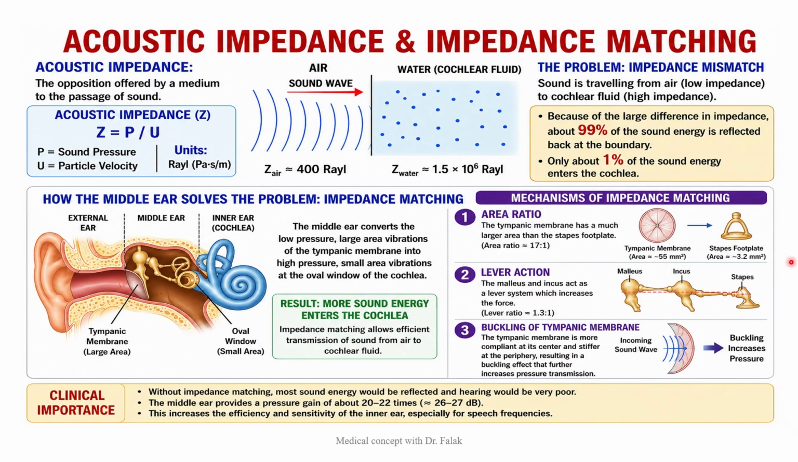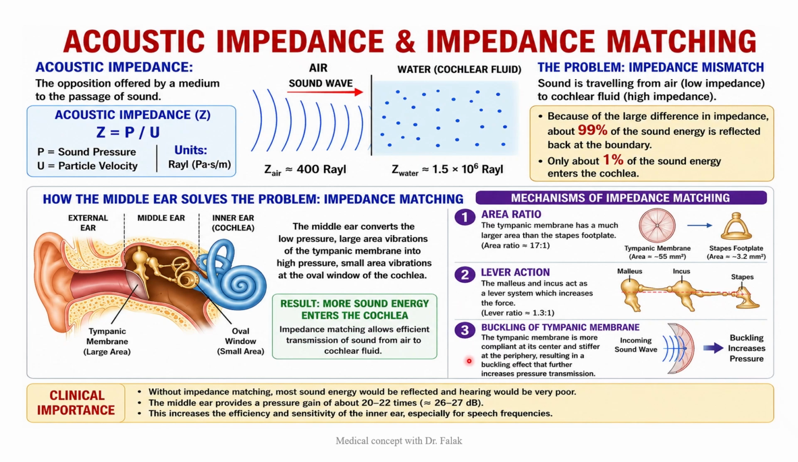Now let's discuss the mechanism of impedance matching. The first is the area ratio. Here you can see, the tympanic membrane has a much larger area as compared to the stapes footplate. So the area ratio is 17:1, number one. Second is the lever action. The malleus and the incus act as a lever system which increases the force.